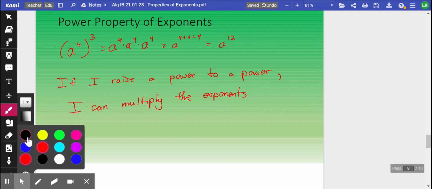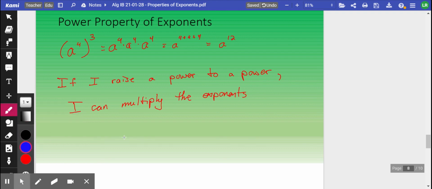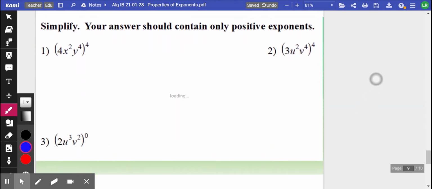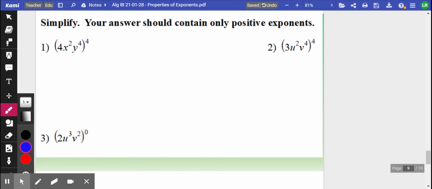Okay, so if I did another example, I could have x to the 10th raised to the 5th. Well, I don't have to go through all that work. I just know this is a power raised to another power. I'm just going 10 times 5. So 10 times 5 is 50. Okay, so I have x to the 50th power. And let's go ahead and look at a couple of examples of this. Sorry, there's 3 examples of this one.